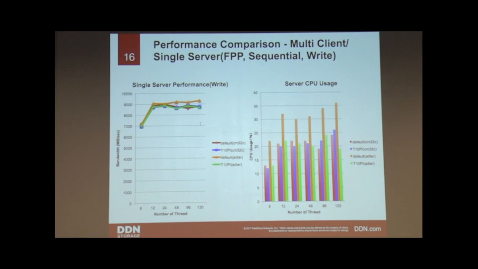This is the test result on the server side, showing how the T10-PI checksum impacts the server side. This is from the six clients, and we ran IOR from six processes up to 120 processes. We didn't see much performance impact. It's really minimal, even after the patch. However, the Adler case, today's Lustre checksum Adler, uses more CPU, but with CRC32C the CPU usage is very close before and after the patch.